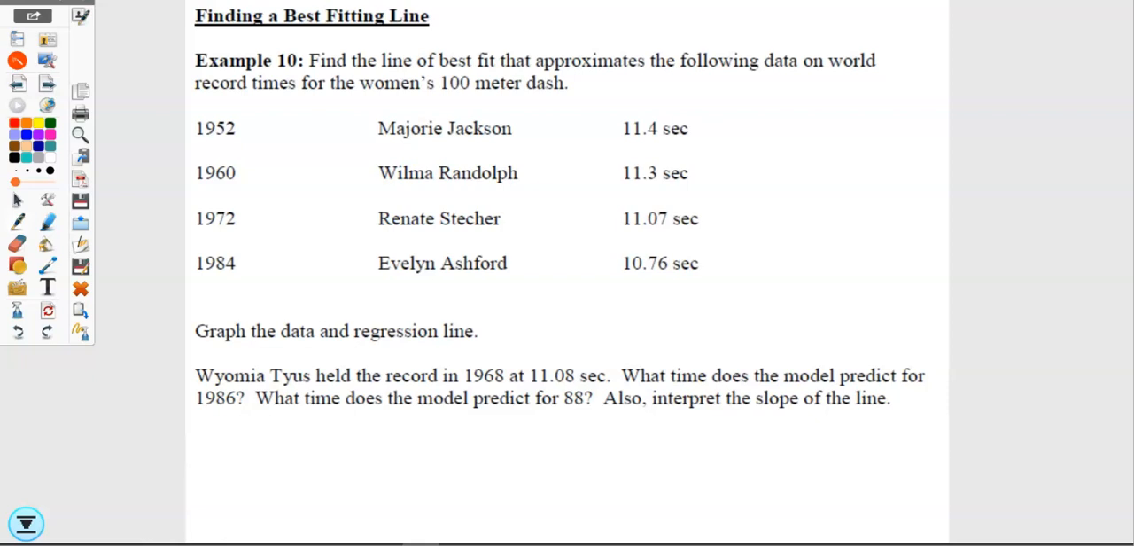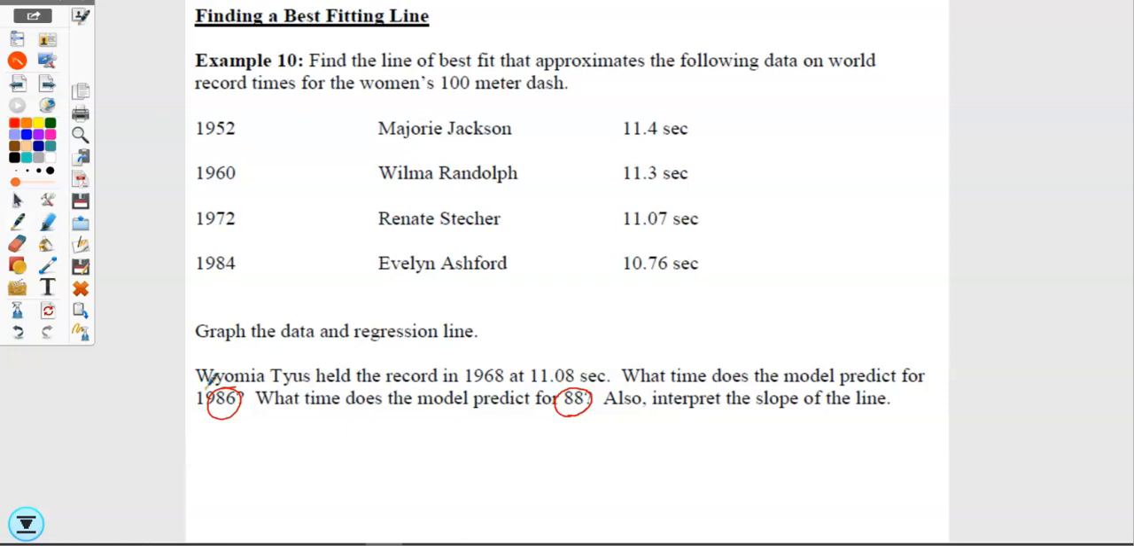Last video here, please make sure you have your graphing calculator handy. We're going to talk about how to use our graphing calculator to do linear regression. So we have a whole bunch of 100-meter dash times here, and it's going to ask us to make predictions about what's going to happen in the year 1988 and 1986, and talk about what the slope of the line means.